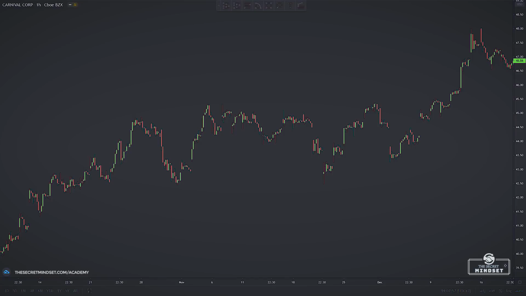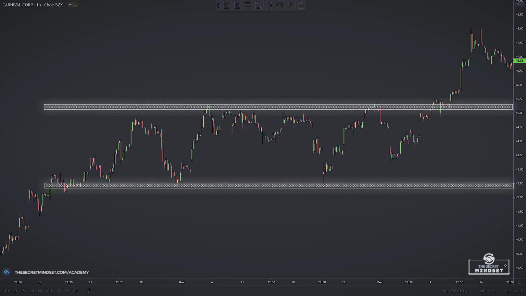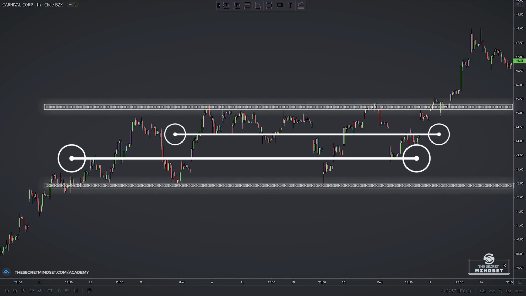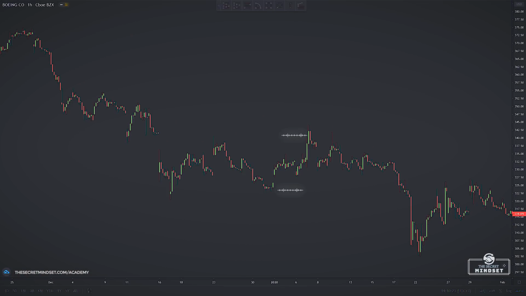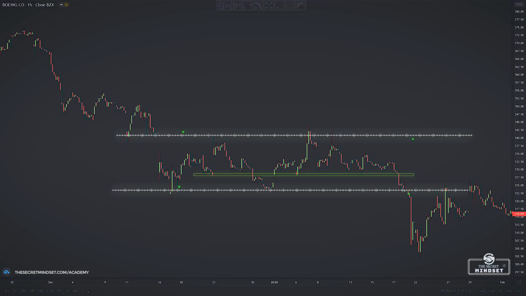The next step is to highlight all the areas within the trading range that could potentially cause price to hold as support or resistance. The key here is to identify all levels. Often, traders will concentrate on the larger and more obvious regions, which, in the case of consolidating markets, is often just the top and lower end of the consolidation range itself. The trick is to identify all levels of potential support and resistance.